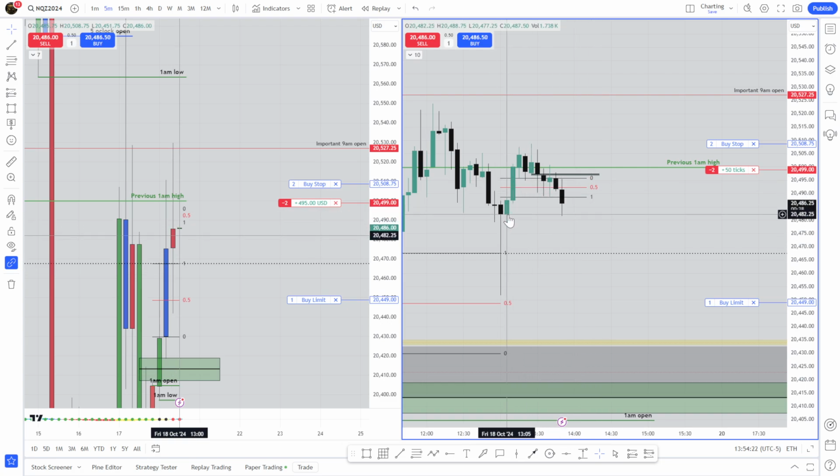What would be ideal would be to get a candle that closes below this open. So now we have a down close candle that closes below this open. So we'll just highlight that.